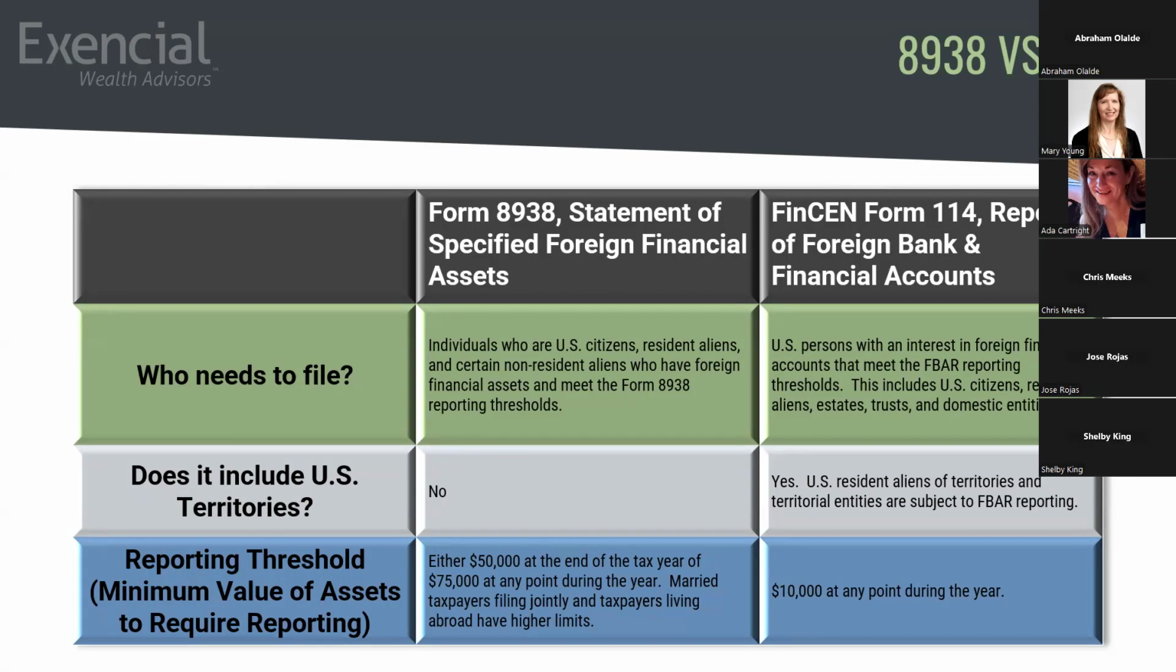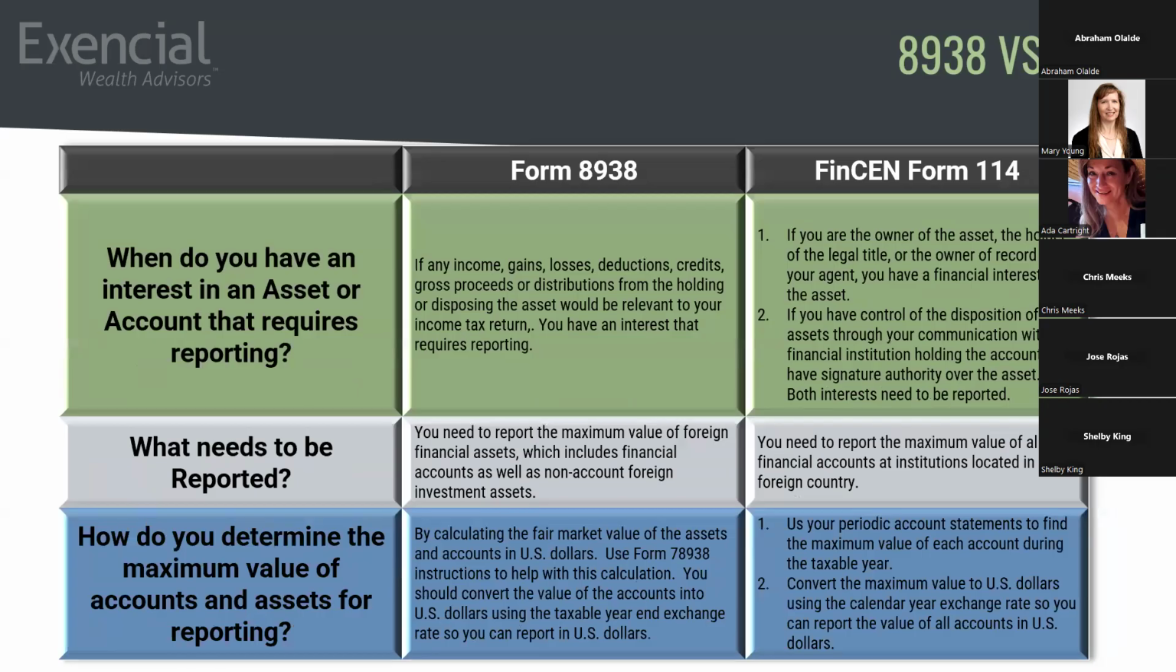Over here we're comparing the two. So who needs to file? Pretty much whoever has tax filing requirements on worldwide income. So anyone who's filing a tax return. Does it include U.S. territories? Form 8938 does not. And the FBAR FinCEN does require U.S. territories like Puerto Rico and such. And then the reporting threshold is the difference between the two. The FBAR is $10,000 at any point during the year, and Form 8938 is $50,000 at year end and $75,000 at any point during the year.